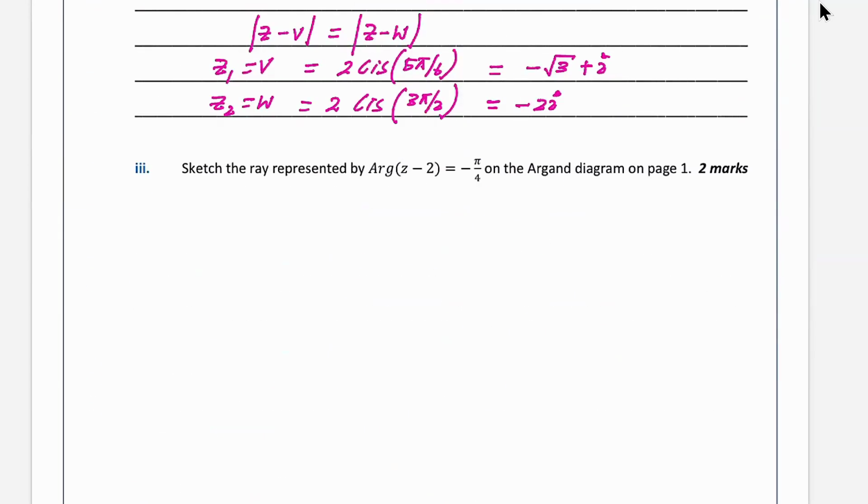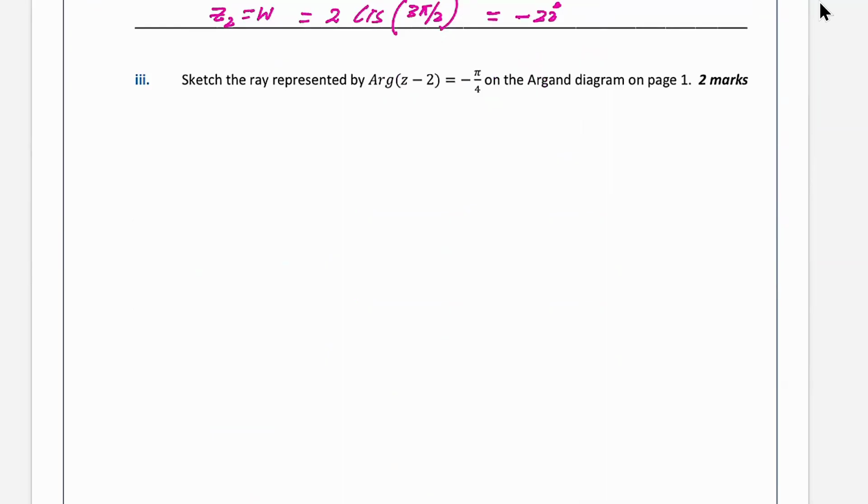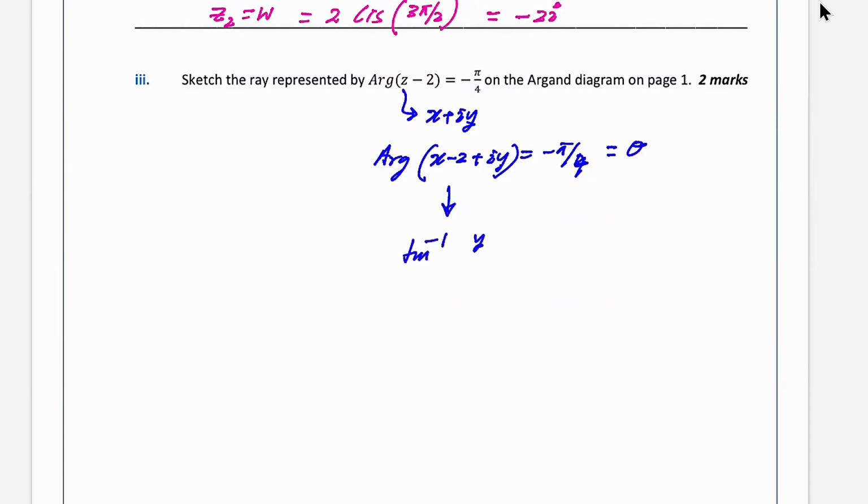Okay, I'll tell you what he said. He said, let's think about this as x plus iy. So this is going to be arg of x minus 2 plus iy, minus pi divided by 2, and that is pi divided by 4. And this is your angle theta, right? Now, he said, from here, how do you get that angle? That's going to be tan inverse of y divided by x minus 2, and that's equal to pi minus pi divided by 4.